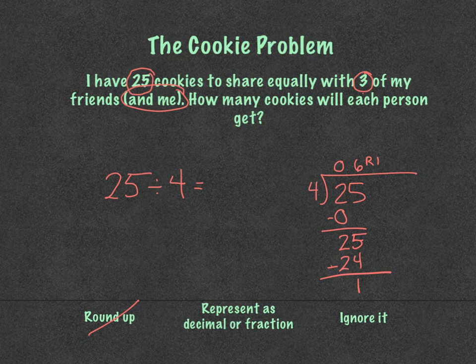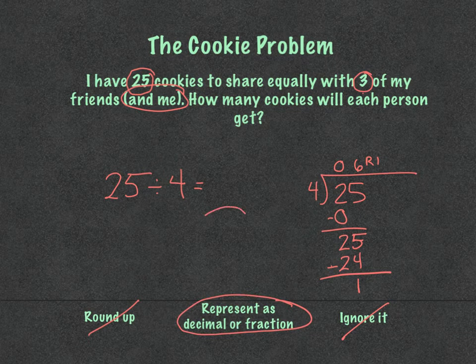I could represent it as a fraction and decimal, or would I ignore it? If I ignore it, the first thing everyone's going to say is, what about that extra cookie? We could totally split that in half, right? So we're not going to ignore it. We are going to represent it as a fraction or a decimal, and here's why.